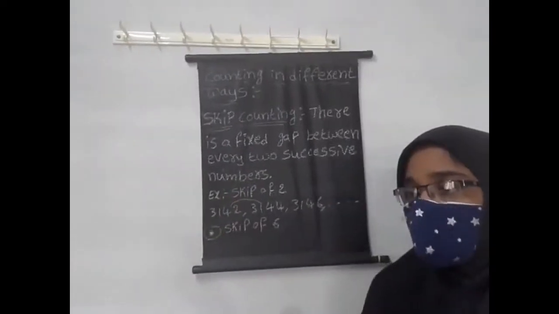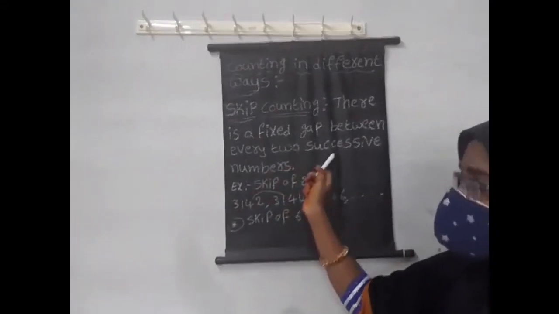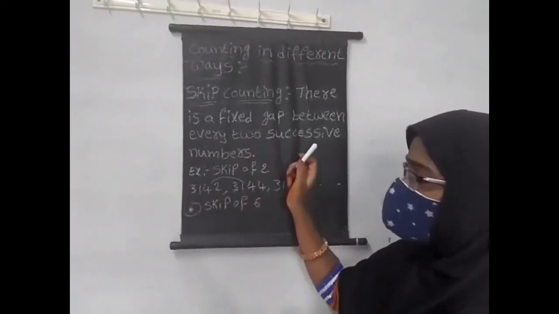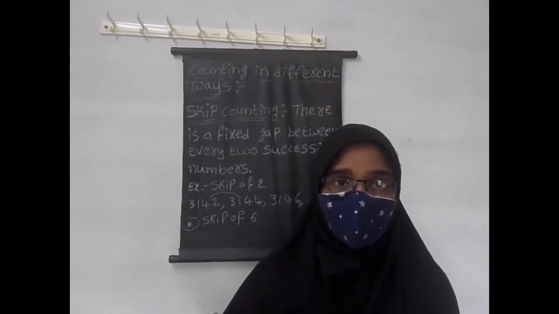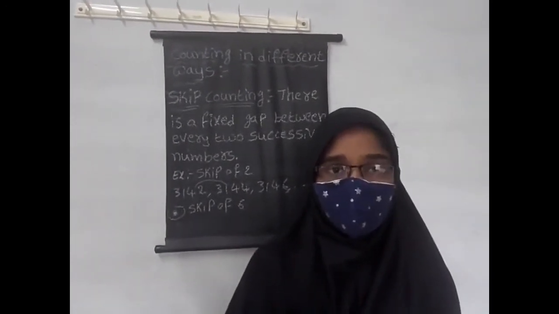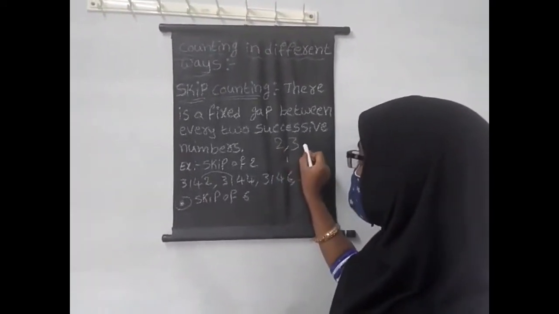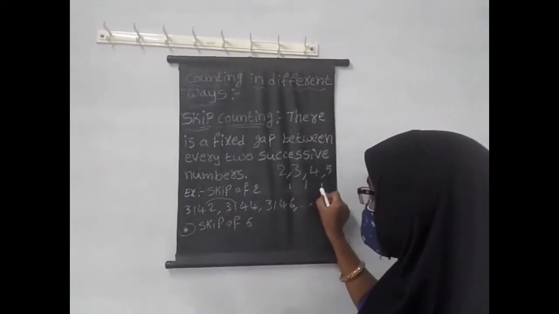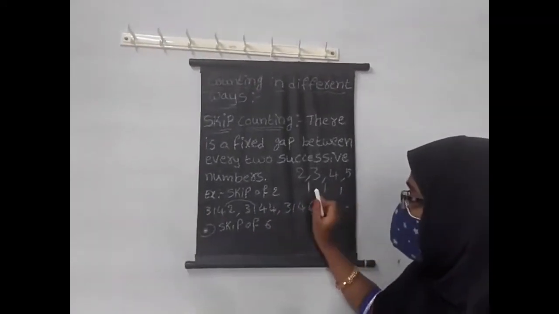Another way is skip counting. What is skip counting? Skip counting is when there is a fixed gap between every two successive numbers. For example, 2, after that 3. How much is the gap? 1. Is it or not? 2 after 3, there is a fixed gap of 1. Here 3 after 4, fixed gap 1. 4 after 5, fixed gap 1. This is called skip counting. Here the fixed gap is only 1.